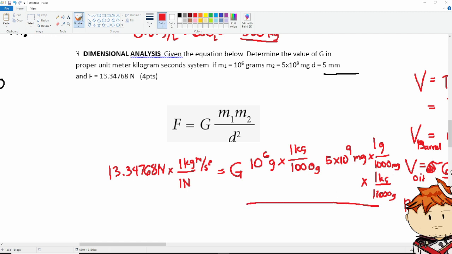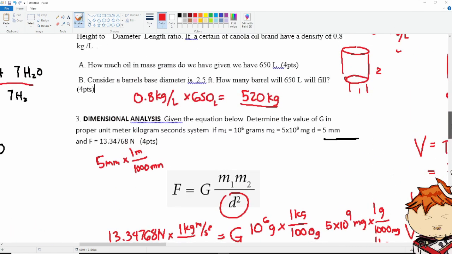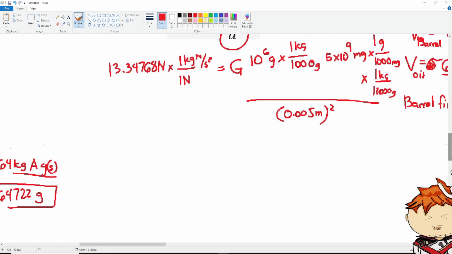Divided by d squared. So that's 0.005 meter squared. Remember, 5 millimeters: 1,000 millimeters is 1 meter. So that's our meter kilogram second system. Let's determine G.